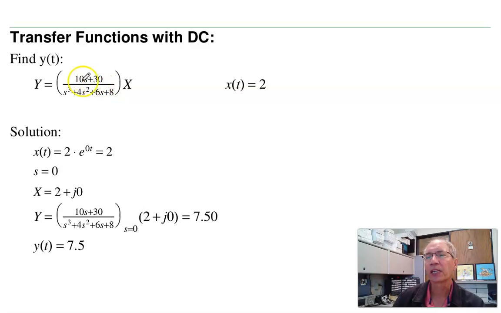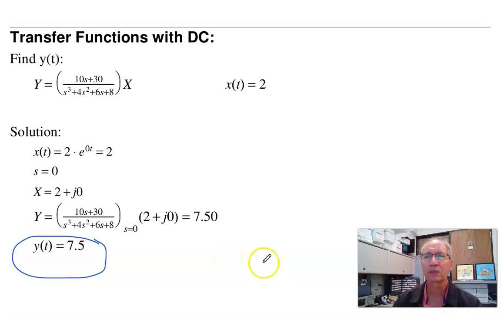Here's the gain from x to y. This is true for all s. All I care about is what's the gain at the frequency corresponding to x. Well, if x is equal to 2, in phasor form it's 2. The frequency is 0. E to the 0 is 1. This is 2 times 1, or cosine of 0t. In phasor form, represent x as 2 plus j0. This is the gain everywhere. I just care about the gain at s equals 0 times the input at s equals 0. I get a number. That number is the output. Way easier than what you did back in calculus.